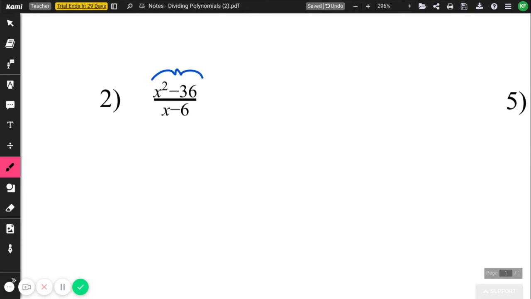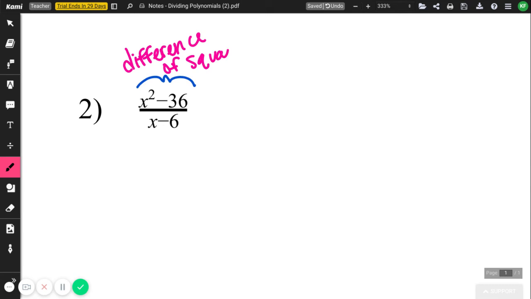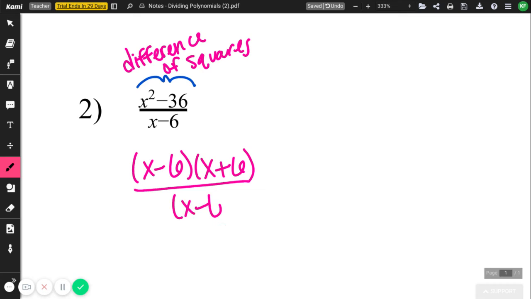First of all, 1,000,000 imaginary bonus points if this top polynomial looks familiar, because this is what we talked about last week. This is your difference of squares. That's that special case. So if you were the amazing student that I'm sure you were last week, you would have remembered already that when I factor this polynomial on top, I should have x minus 6 and x plus 6. So I don't even need the box right now.